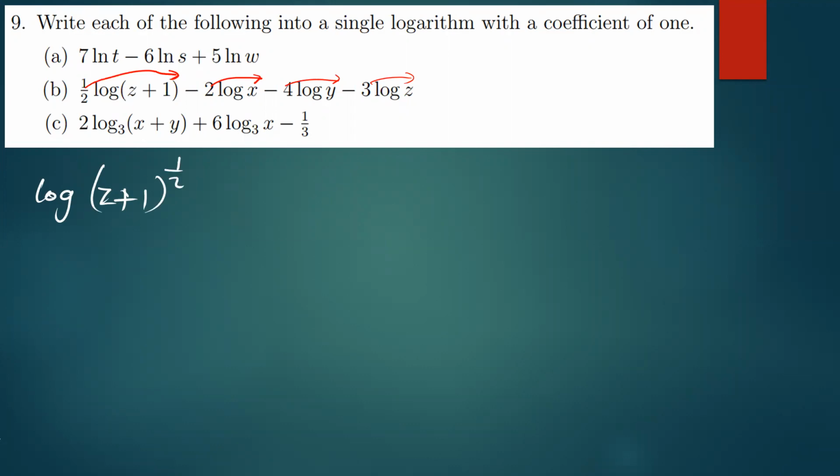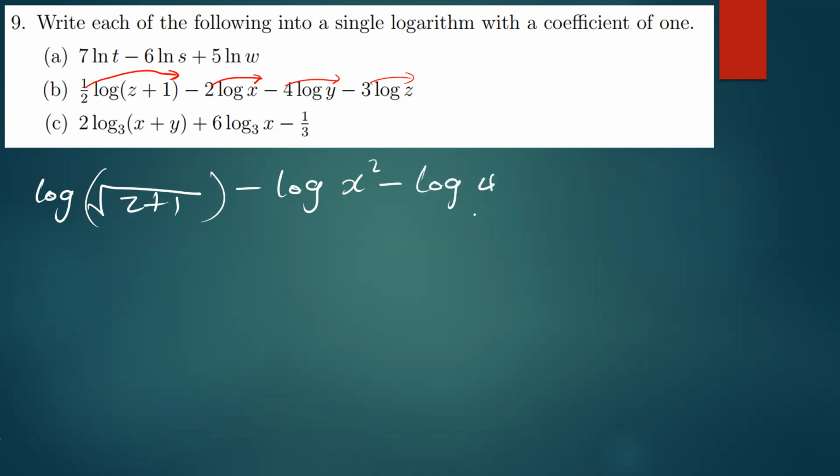But we know that anything raised to the power half is just the same as the square root of that thing. So what I mean is that here, instead of writing z plus 1 to the power half, we can just write the square root of z plus 1. And then we put this in brackets. Then we have minus, we have log x to the power 2. Then we also have minus log y to the power 4. Then we have minus log z to the power 3.